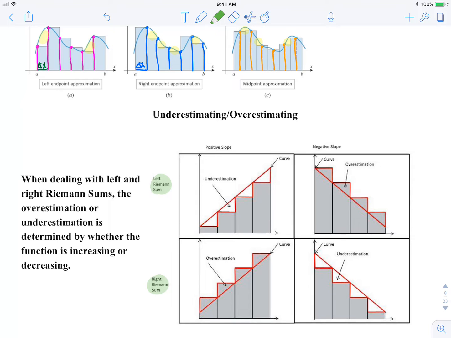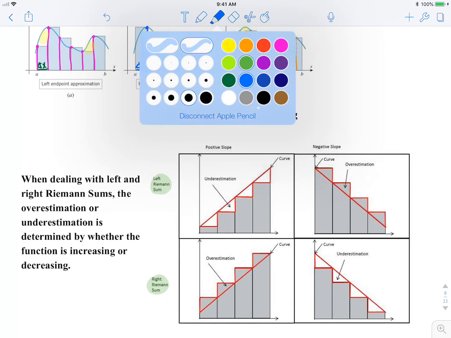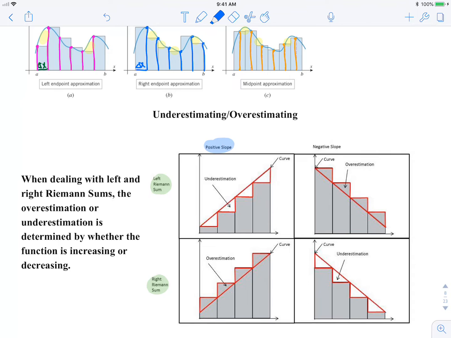So if it's an increasing function, increasing positive slope, left is an underestimate, right is an overestimate. And if it's a decreasing function, a left Riemann sum is an overestimate and a right Riemann sum is an underestimate. So we'll use these ideas in the next examples.